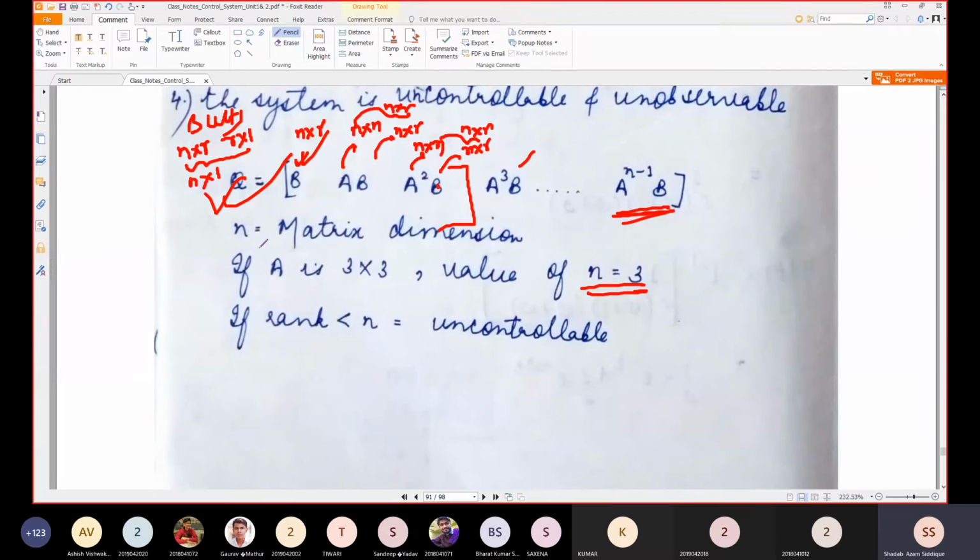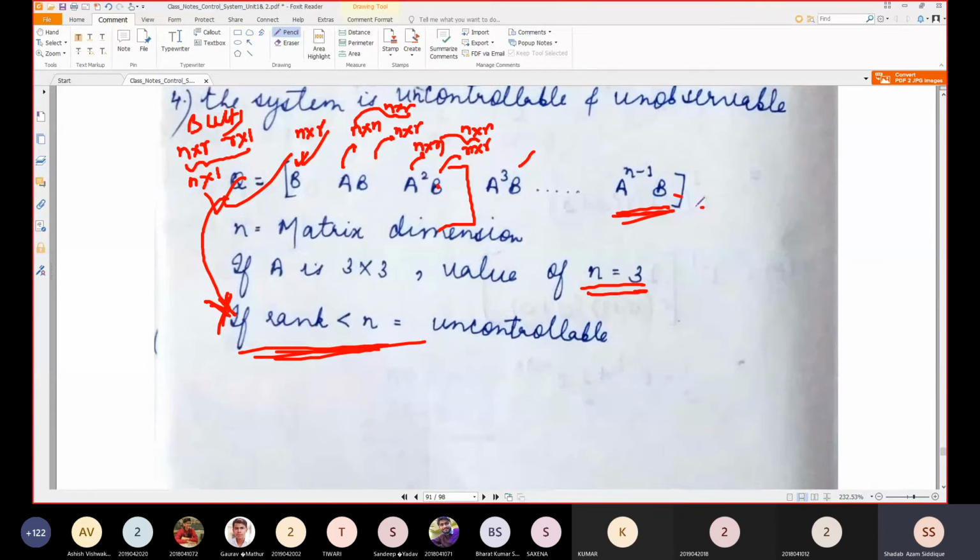Now we have the Q matrix and we try to find the rank of Q. If the rank of the Q matrix is less than n, then the system is called uncontrollable. This test is done by Kalman, who solved it very mathematically and found out whether the system is controllable or uncontrollable. So try to remember this Q matrix: Q is equal to B, AB, A square B, A cube B.